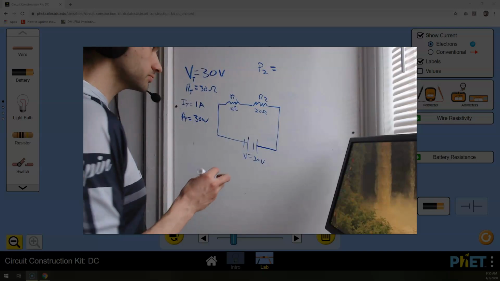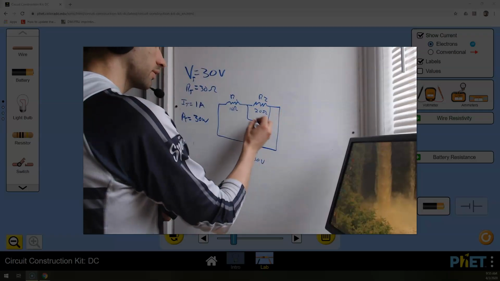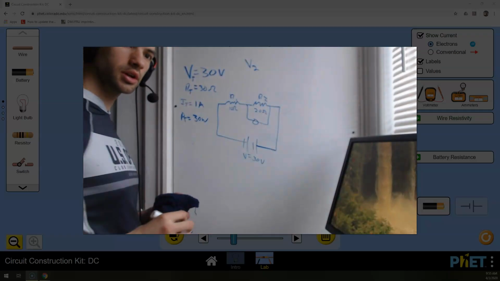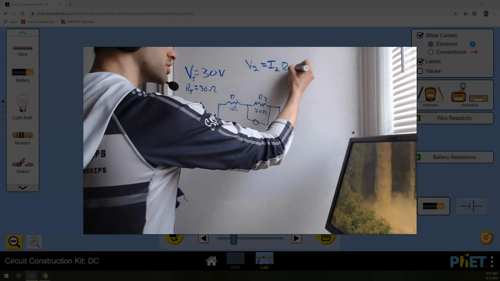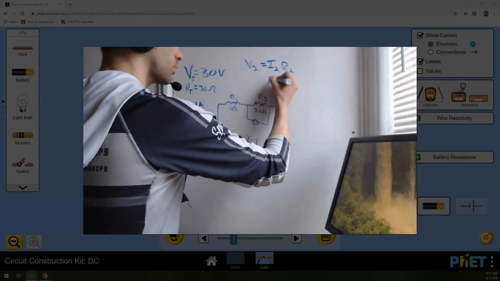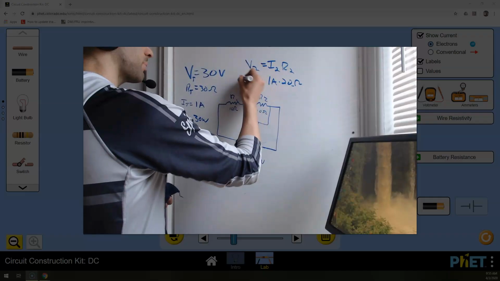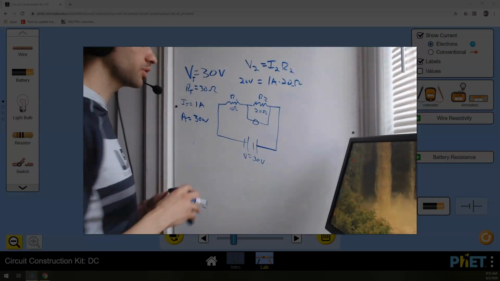Don't remember how to do it? Let's do it real quick. If I took a voltmeter and I wanted to know the voltage going across R2, I'd plug in the information for 2. So I want to know the voltage on 2. So it will be I times R2. 1 amp times 20 ohms means that the voltage drop is 20 volts. So this one is getting 20 volts right now.